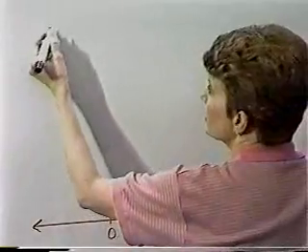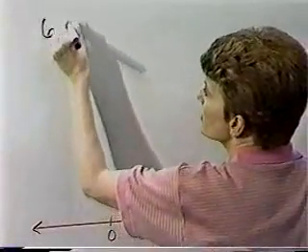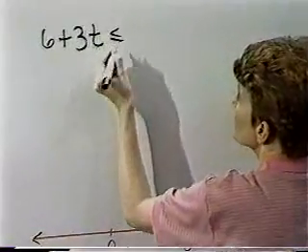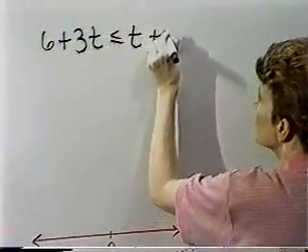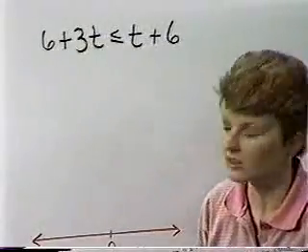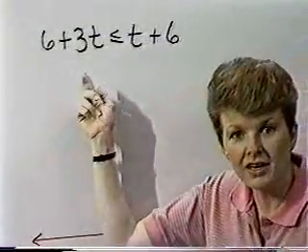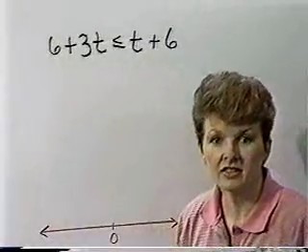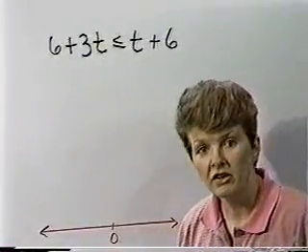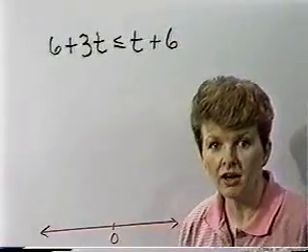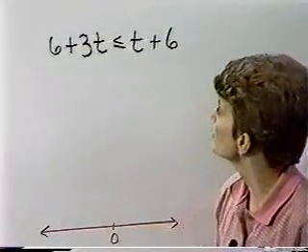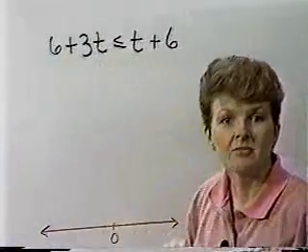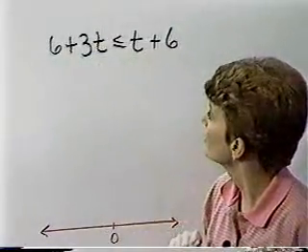Let's solve this linear inequality. 6 plus 3t less than or equal to t plus 6. Let's go through the steps. No denominators other than 1. No parentheses. So now we'll move variable terms to one side of our inequality, constant terms to the other side. I'll move my t's to the left side and my constants to the right-hand side.